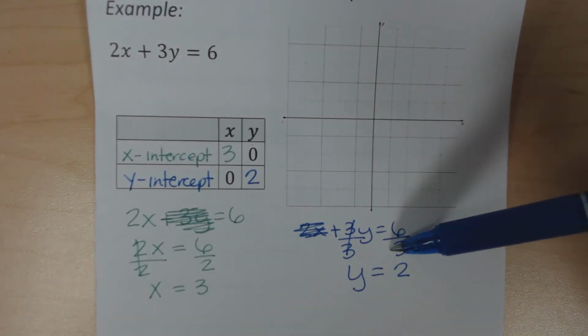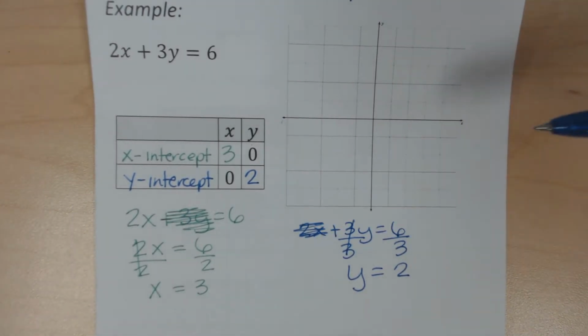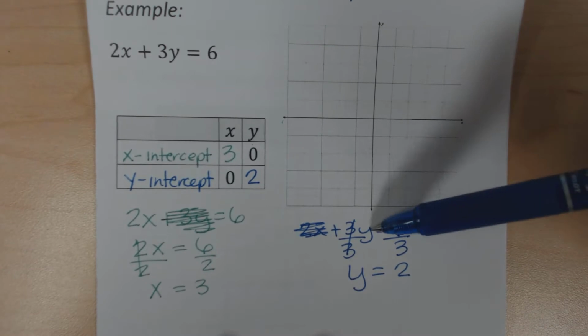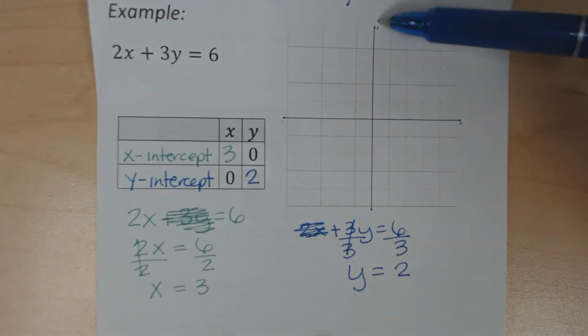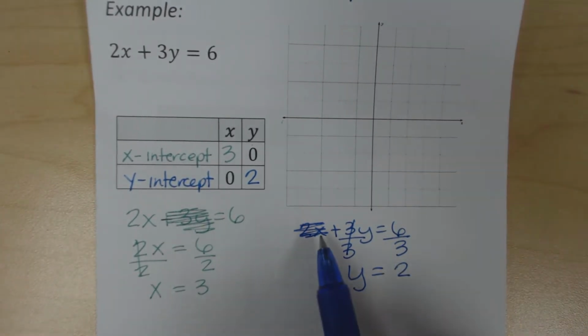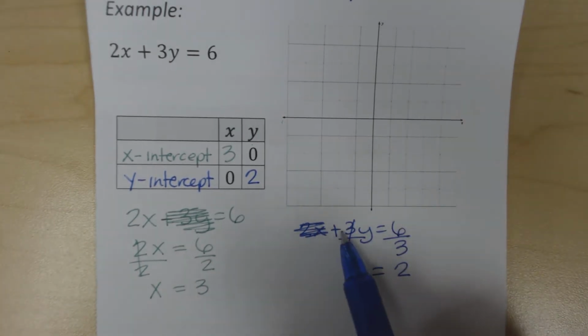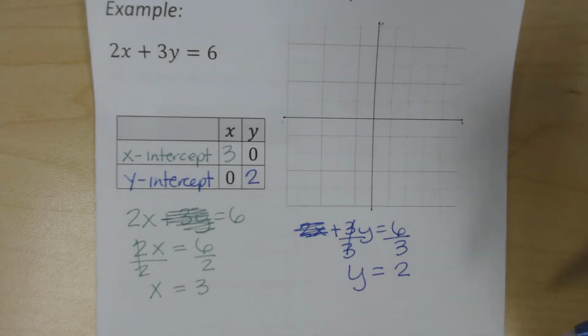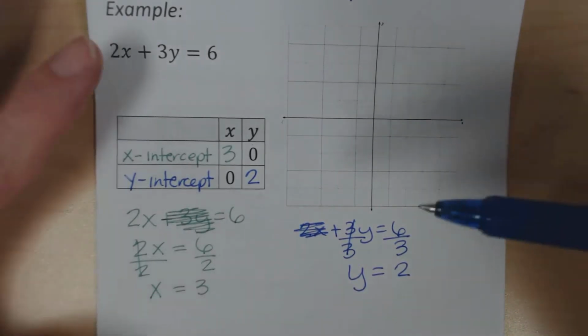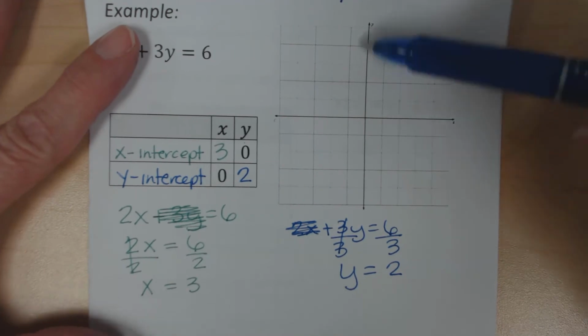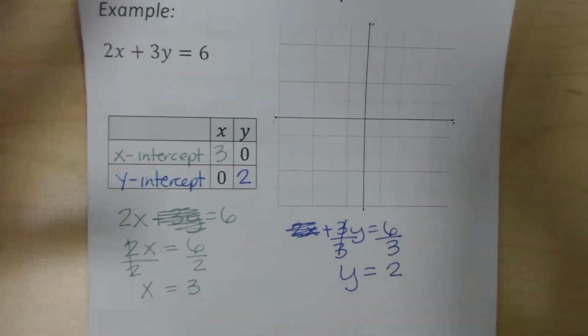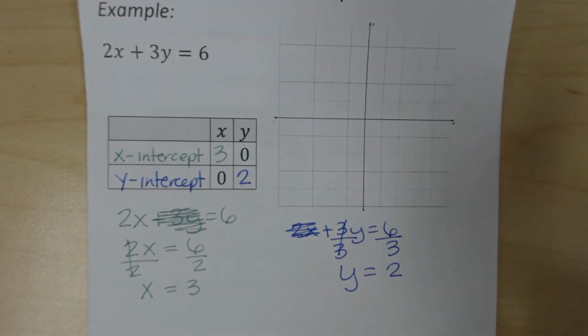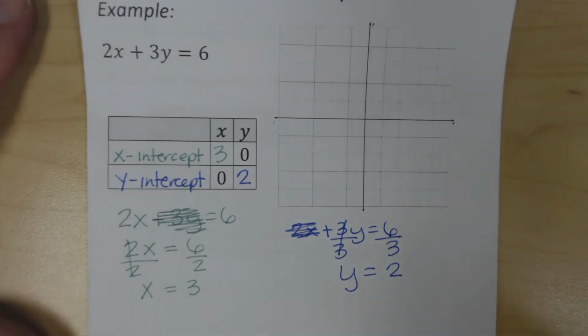For the y-intercept, the reason that I can just cover up the x term is that along the y-axis, the value of x is 0. So if I replace the x with a 0, 2 times 0 is just 0, and then we're left with just 3y equals 6. So the reason that we can do this is because of the values of the other term on that axis in particular. So let's go ahead and figure out how to graph.